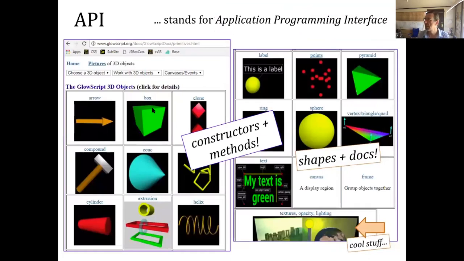You've got lots of things. I showed you a lot of these, right? There's the compound function to create a hammer. The box function creates a box. The clone function takes a predefined object and makes multiple copies of it.